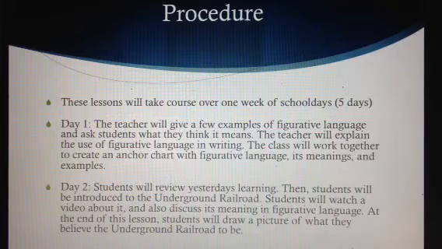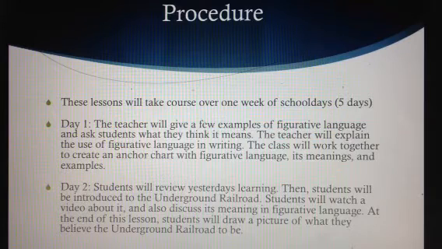The teacher will explain that sometimes good writers say words and phrases that do not exactly mean what they say, which is called figurative language. The class will work together to create an anchor chart with the definition of figurative language, some examples, and their meanings. On day 2, the teacher will again review figurative language. The students may talk to their partners and give a few examples to each other.